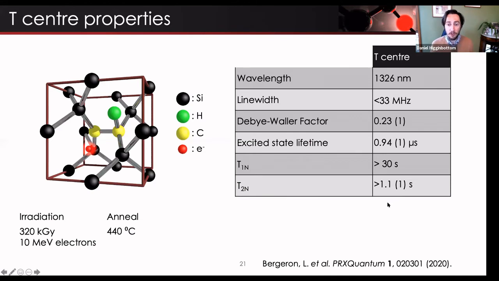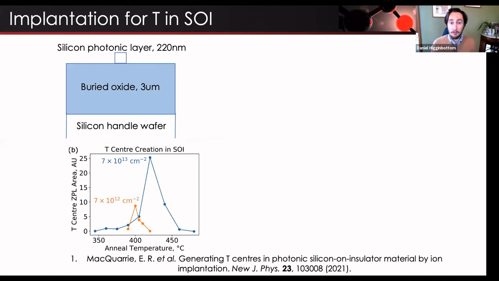But these were bulk measurements of silicon 28 crystals. So the next question is, can we make T in SOI wafers to take advantage of the kind of photonics toolbox that I highlighted earlier? To do that, we developed a recipe for implanting and creating T in SOI, which is reported in this publication at the bottom of the slide here by my colleague, Evan McQuarrie.